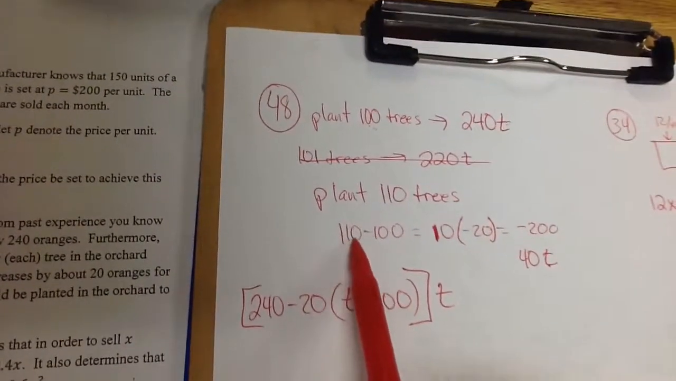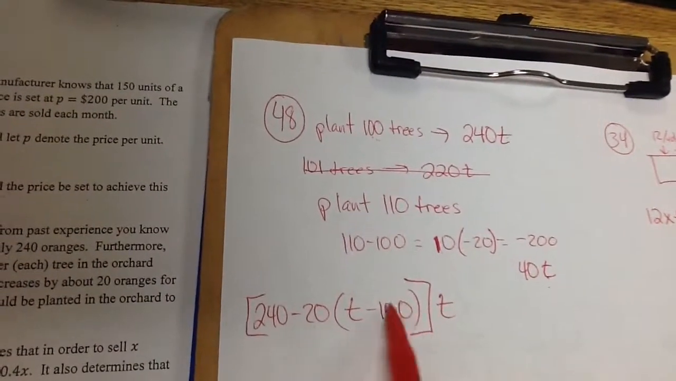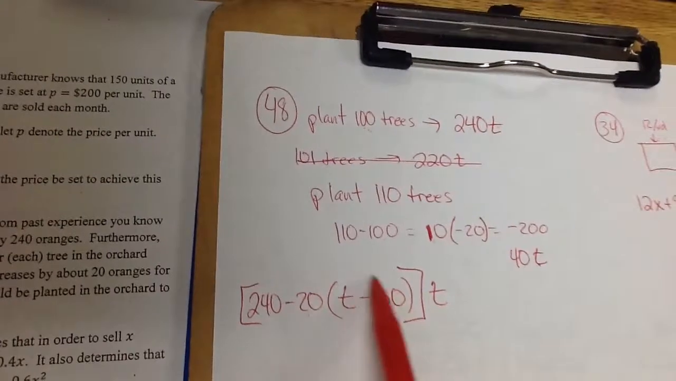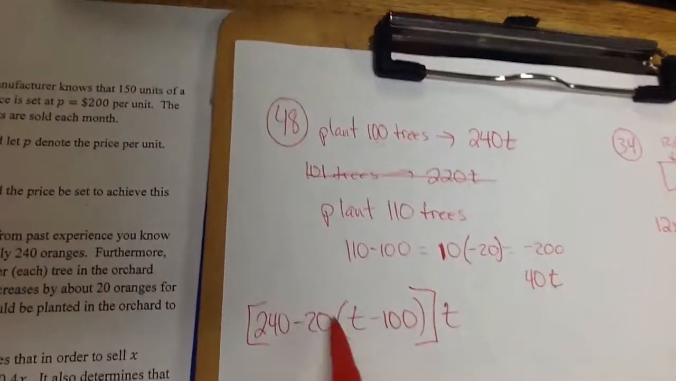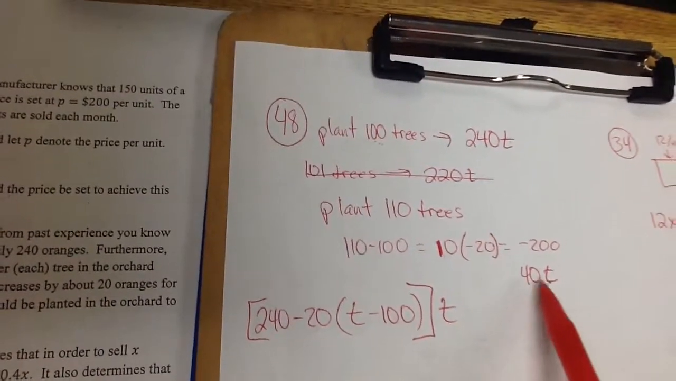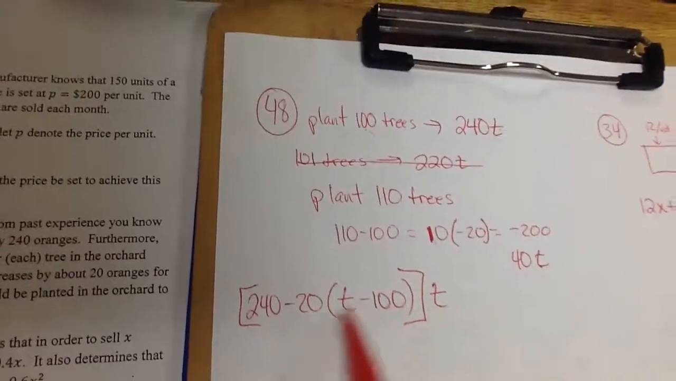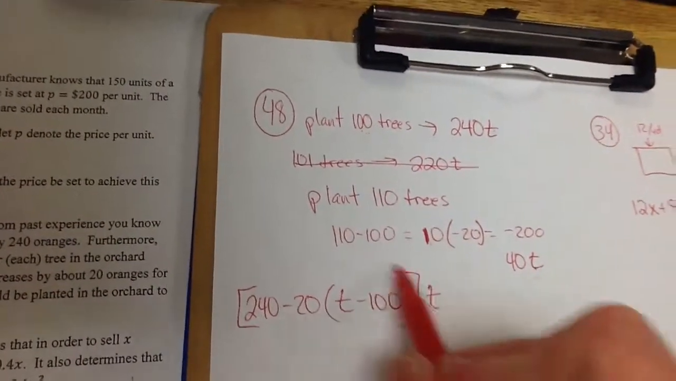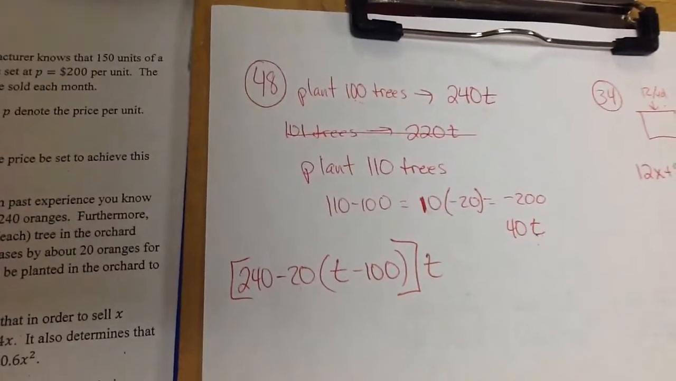So I took the number of trees I planted minus 100, got my answer. That's right here. Multiplied by negative 20. It's right here. Took that number and did 240 minus that. So that's 240 minus that whole thing. And then I multiply that by the number of trees I planted, and that'll tell me how many oranges I get. So that's that. So now, go ahead and simplify that, and then you can figure out the answer.